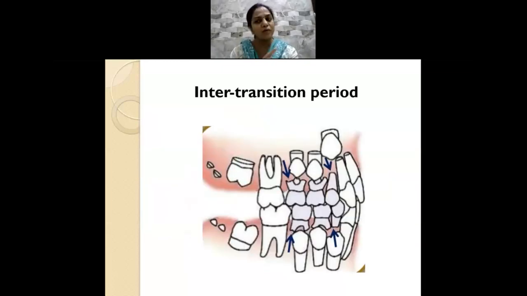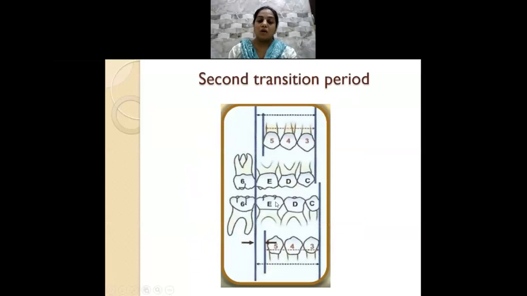Now coming to the intertransition period, what we have learned in the first transition period is there is exchange of incisors and eruption of molars. But in the intertransition period, nothing is going to happen. This occlusion is going to remain stable for 1 to 2 years. Now, this picture shows a combination of primary teeth and permanent teeth. You see there are permanent incisors, deciduous canine and molars, and permanent first molars.